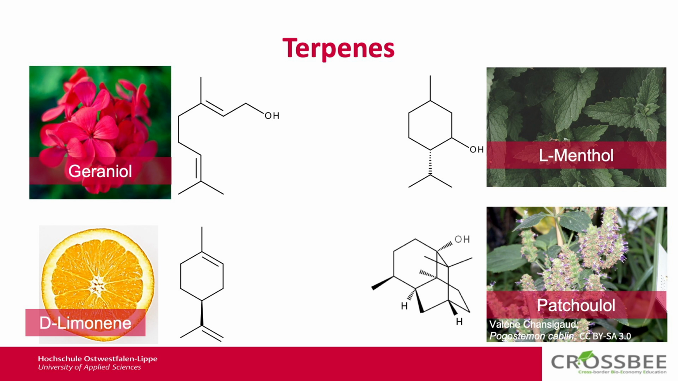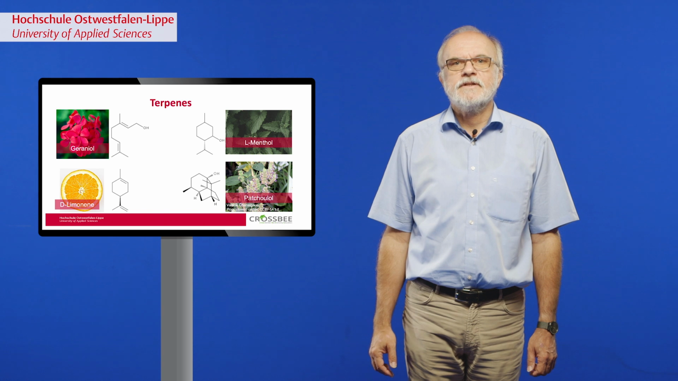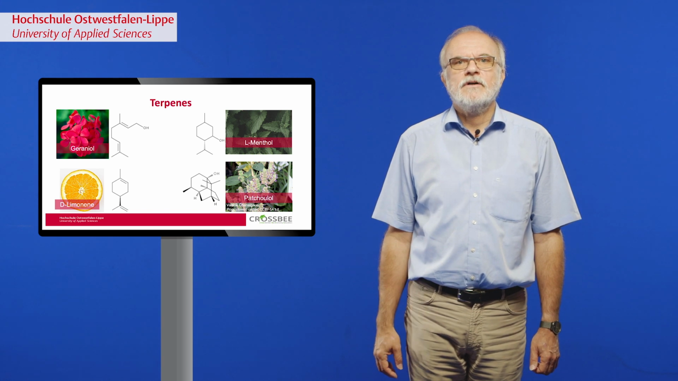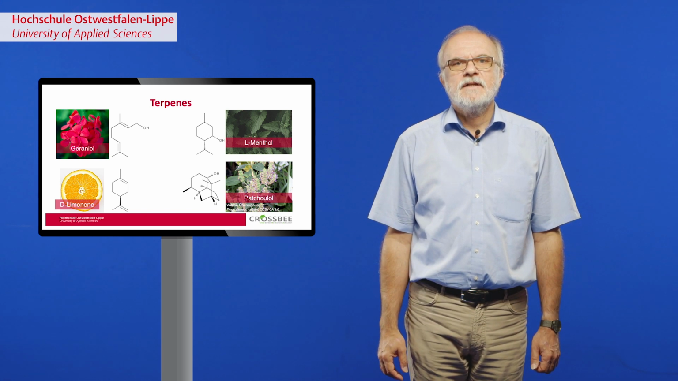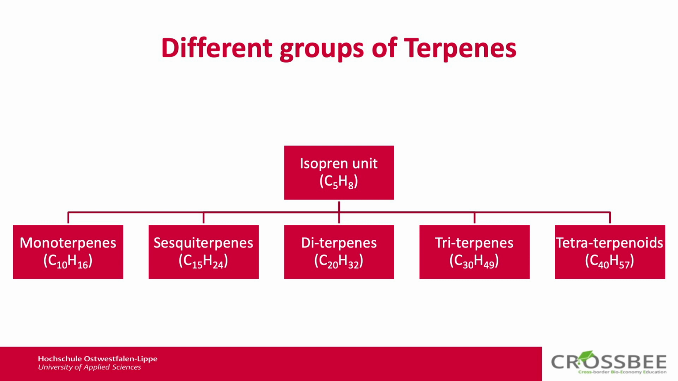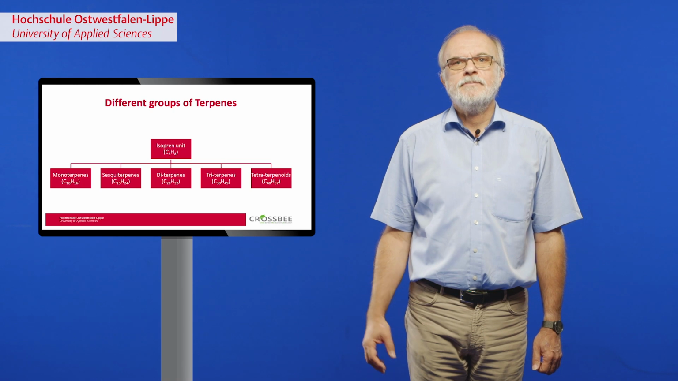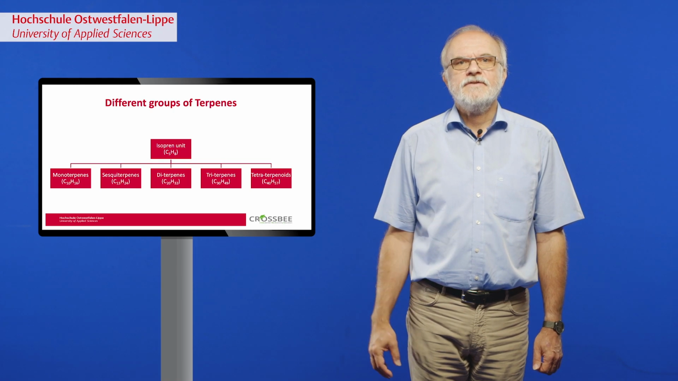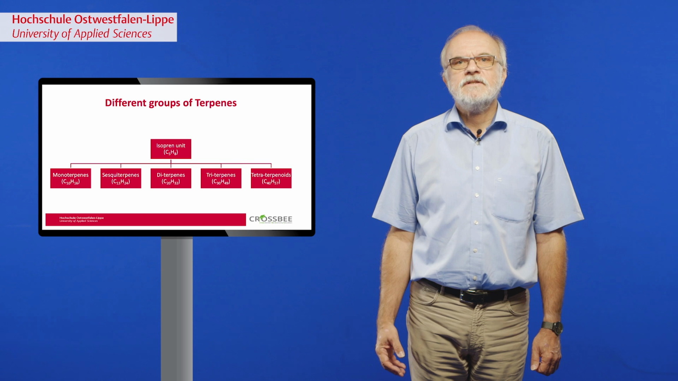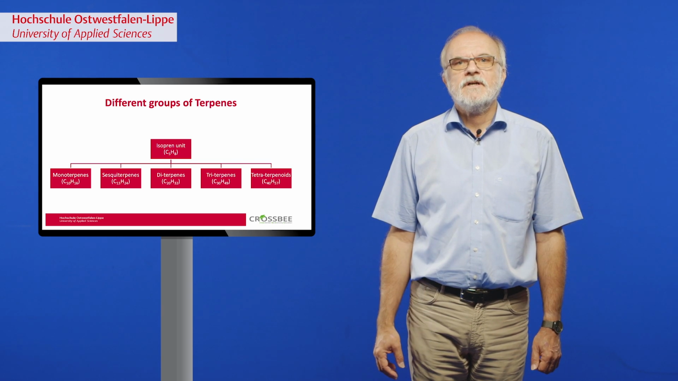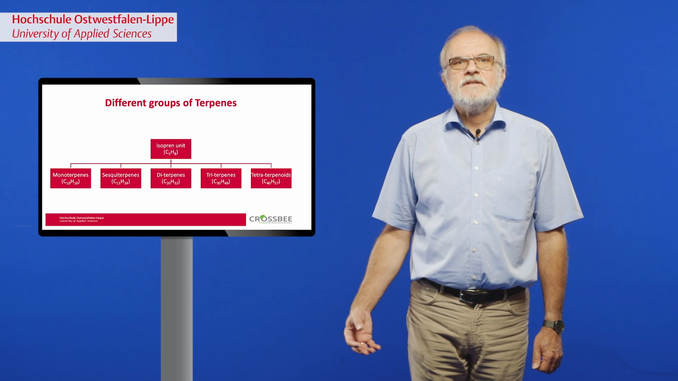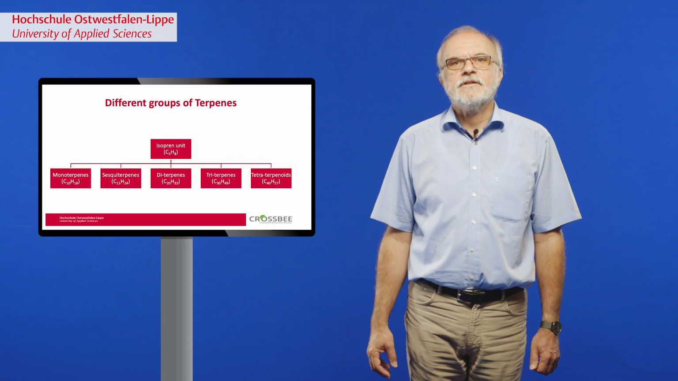Terpenes are a very large group of natural chemicals with great importance for the flavor industry, as they are constituents of most of the essential oils. They can be divided into the monoterpenes, which are C10 compounds, the sesquiterpenes, which are C15 molecules, diterpenes with 20 carbon atoms, the triterpenes with 30 atoms, and the C40 tetraterpenoids, to which the carotenoids belong.